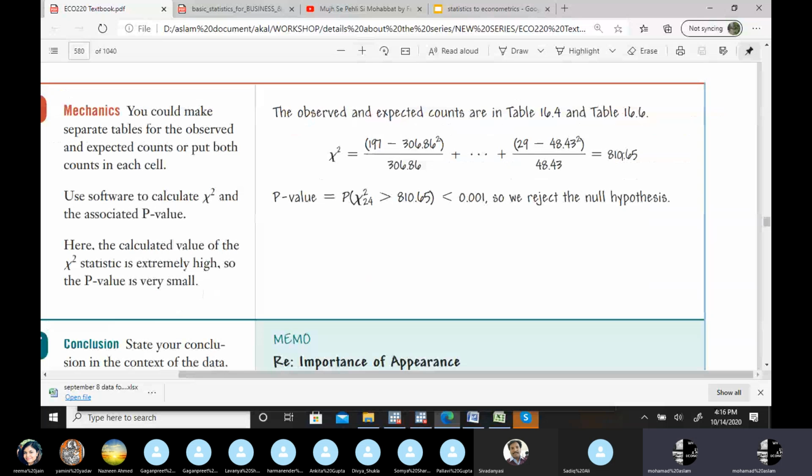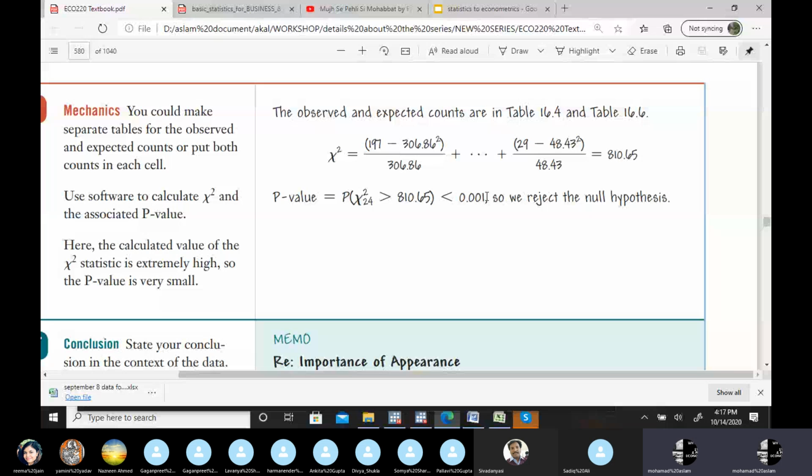So if our p-value is less than the level of significance, and let's suppose our level of significance is 0.05, then because our p-value is less than the level of significance, we can reject the null hypothesis. And what is the null hypothesis? The importance of appearance is same across countries. It's not same, right? Means this difference between observed and expected is something important in proportion to expected.